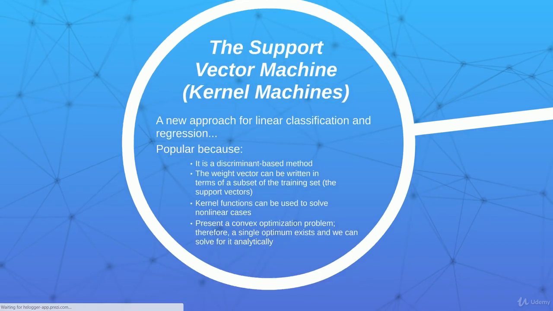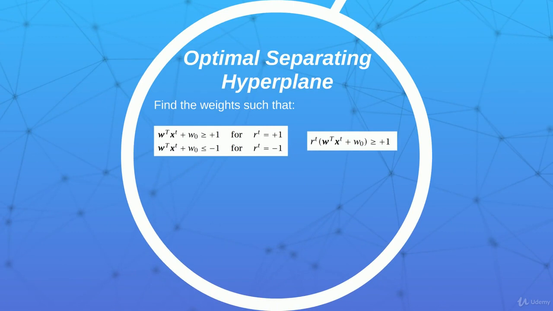So the optimal separating hyperplane, what is it? Let's start again with two classes and use the labels -1 and +1 for the two classes. So we are going to find the weights such that if our model output is greater than 1, we have our +1 class, and if it is less than -1, we have our -1 class. And this can be rewritten as seen on the right here.